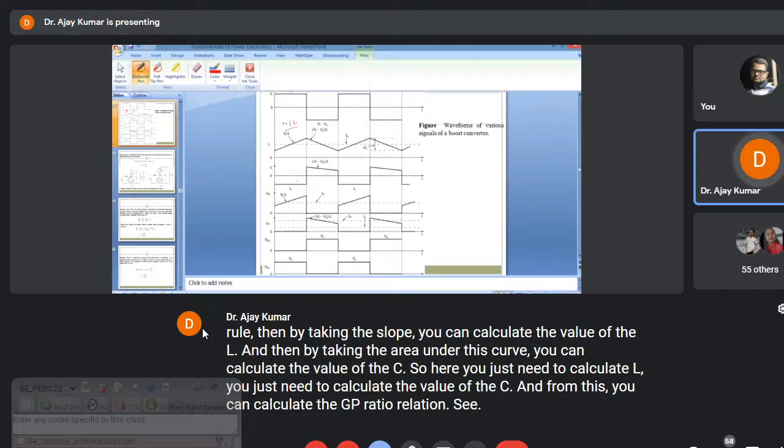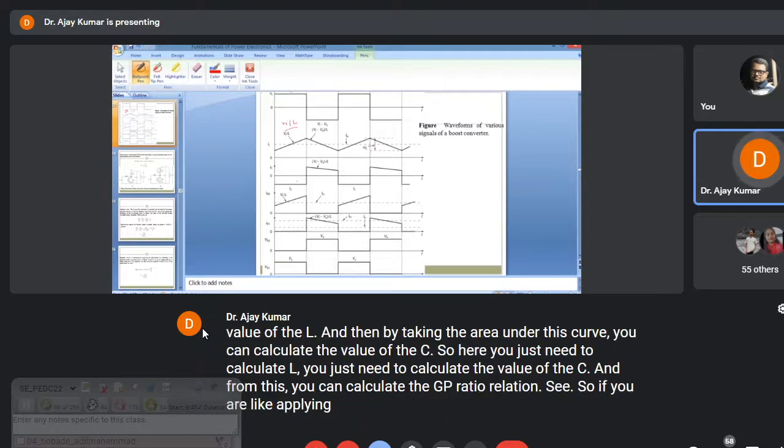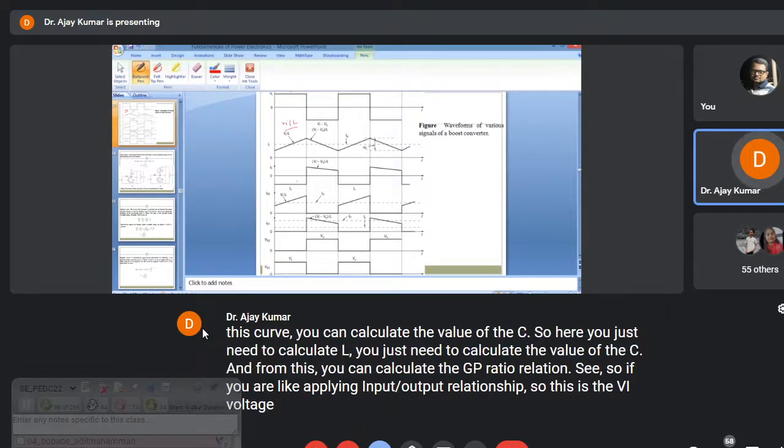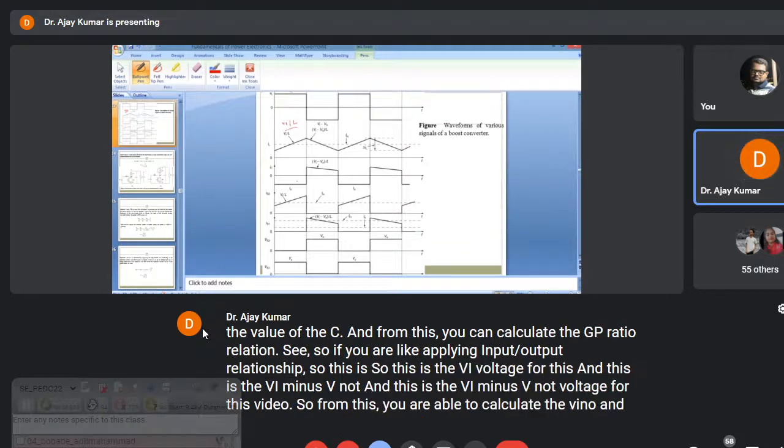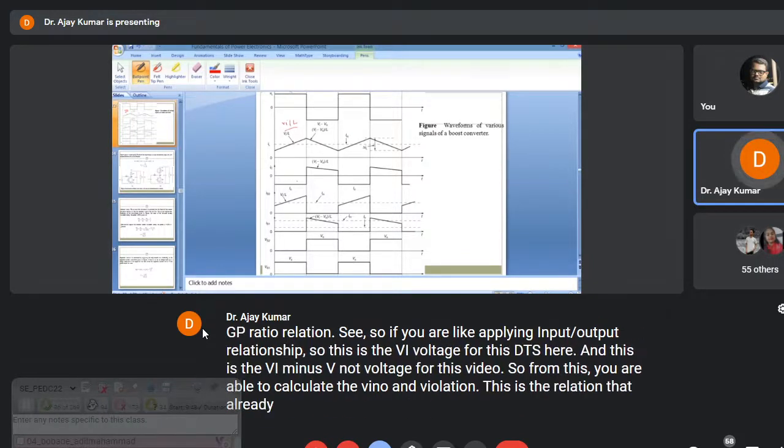See, if you are applying the input-output relationship, this is the VI voltage for this DTS period, and this is the VI minus V naught voltage for this period. From this you are able to calculate the V naught and VI relation. This is the relation that I already gave in the first slide of this boost converter.